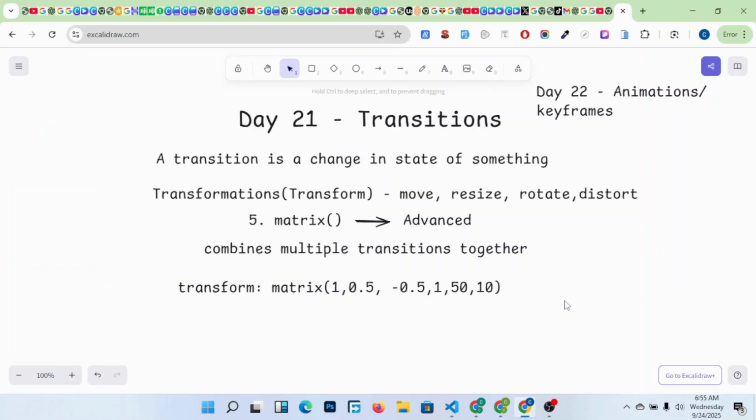Transitions all together. So you're not going to use it right now. We shall use it in the future, but you just get to know it.